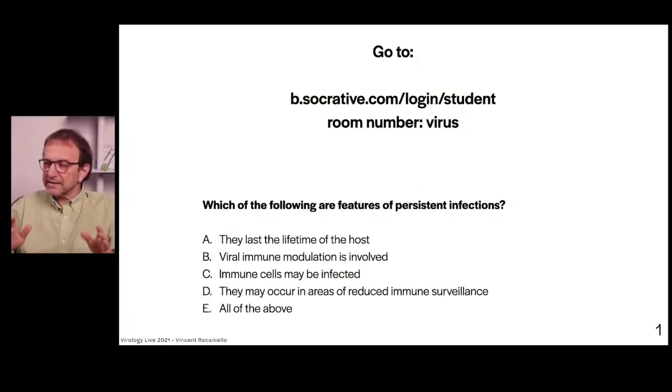All right, let's take a quiz. Now, I'm going to stay here for this part. Which of the following are features of persistent infections? They last the lifetime of the host. Viral immune modulation is involved. Immune cells may be infected. They may occur in areas of reduced immune surveillance, and all of the above.